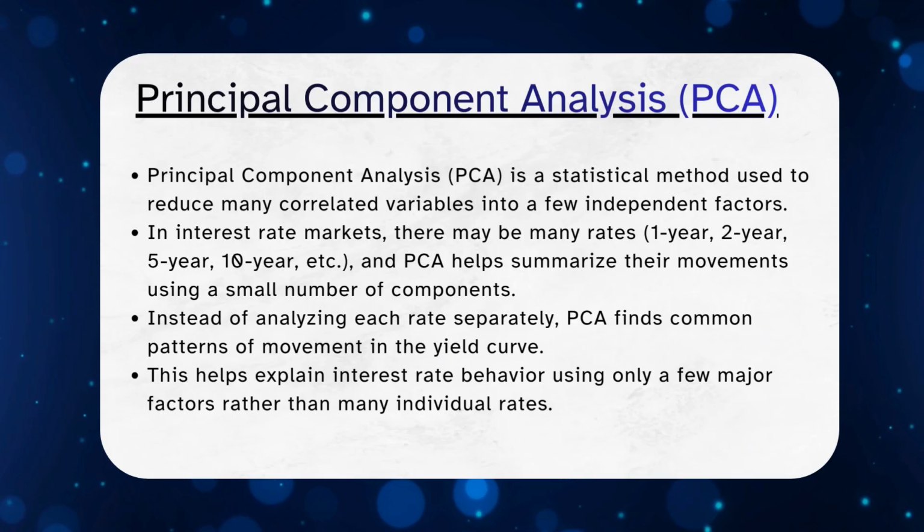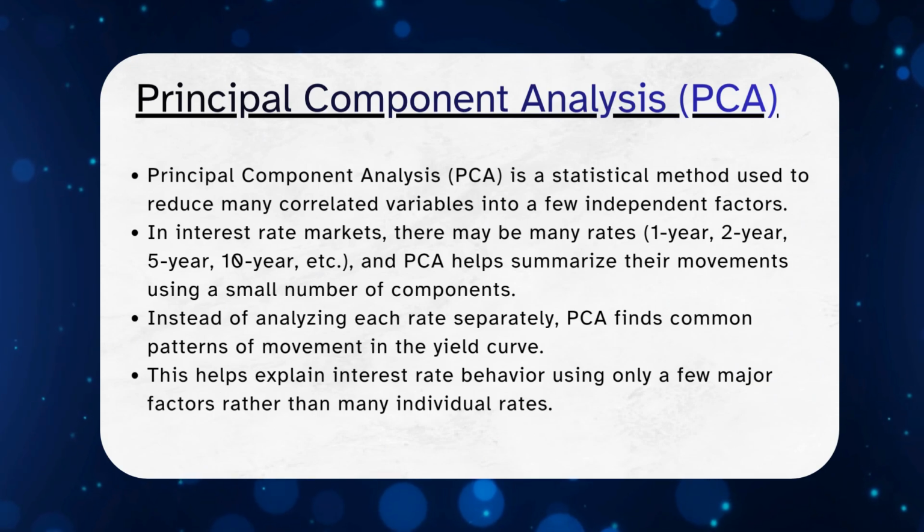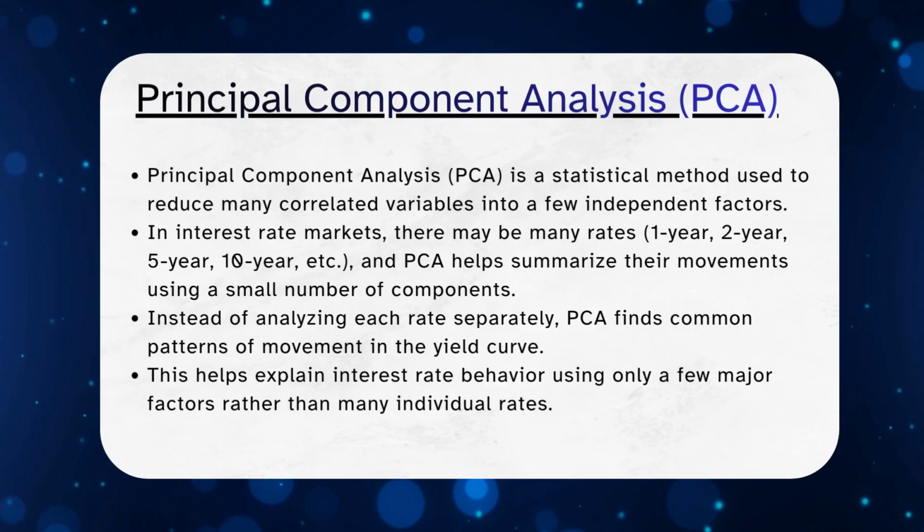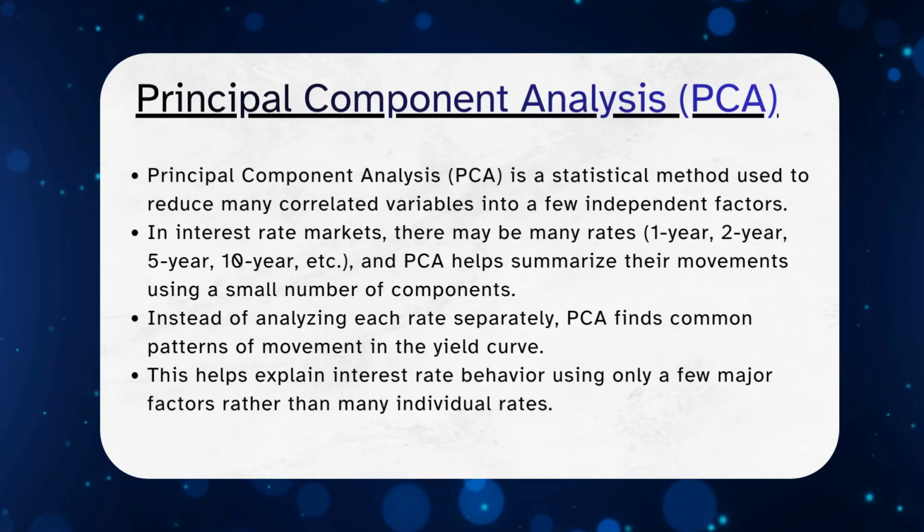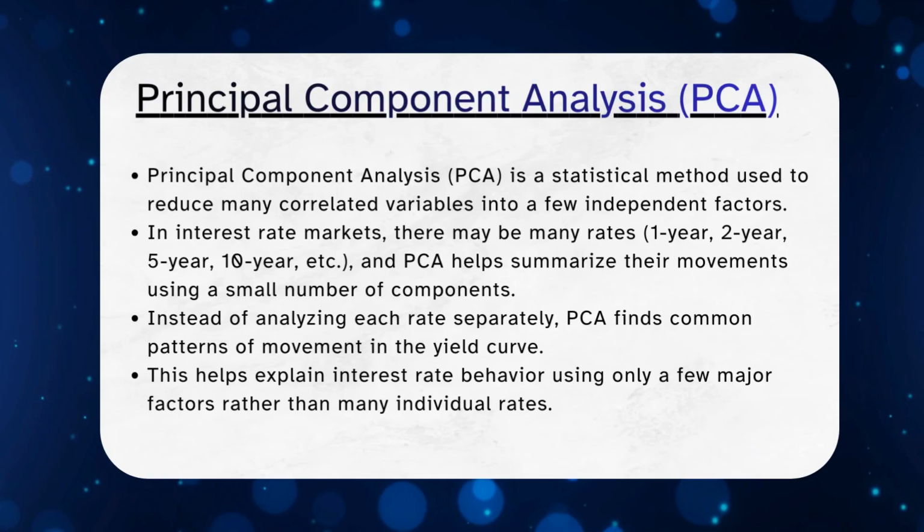PCA solves this problem by converting many correlated interest rates into a small number of independent components. In simple terms, PCA identifies the main patterns that drive movements in the entire yield curve. Instead of studying many rates separately, we can focus on a few major factors that explain most of the changes. This makes it much easier to analyze interest rate risk and understand how the yield curve behaves.